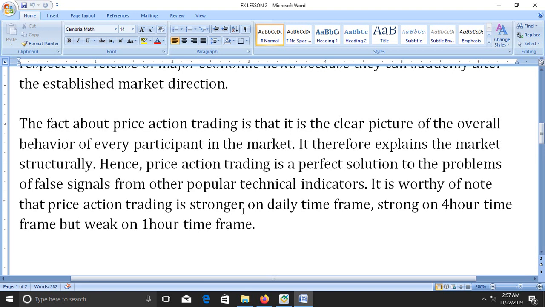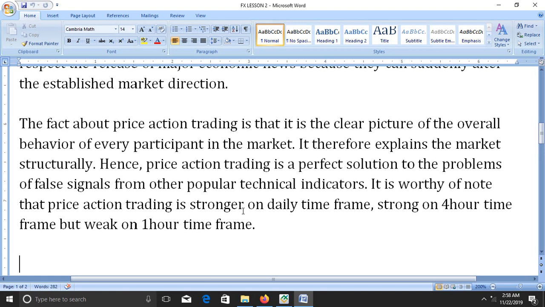Then it will now give a good solution to the common problems in the market, the problems of false signals from other popular technical indicators. So it is worthy of note, therefore, that price action trading is stronger.